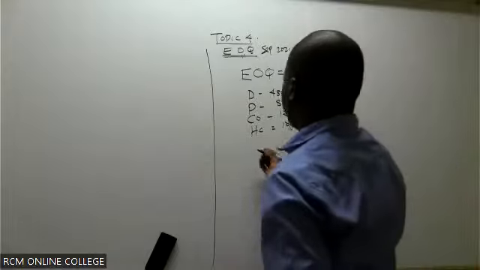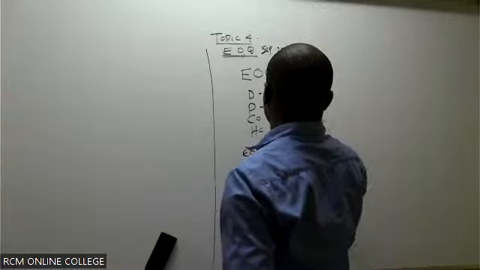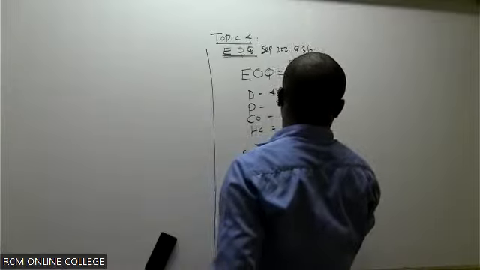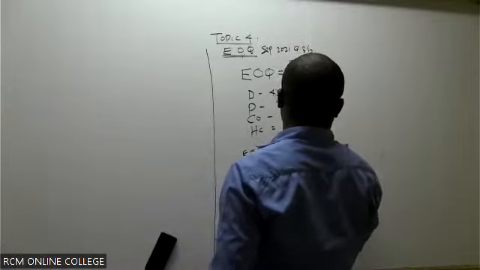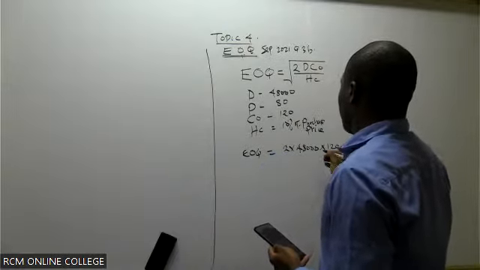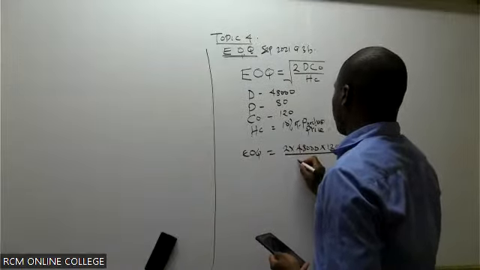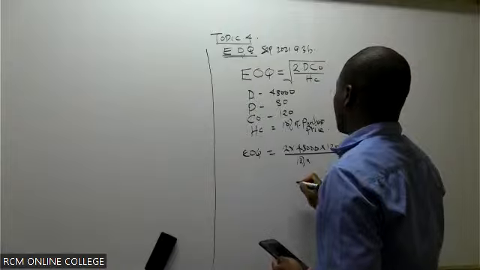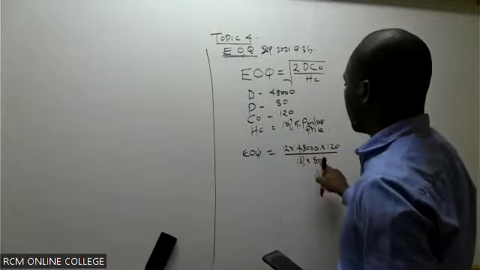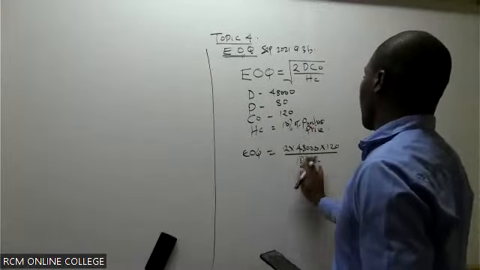Okay, so we have economic order quantity equal to the square root of 2 times D, 48,000, multiplied by ordering cost, which is 120, then we divide by holding cost, which is 10% of purchase price, which is 80. So you can decide to put it here like this, or you've already worked it out somewhere. You know it is going to be 8 shillings.